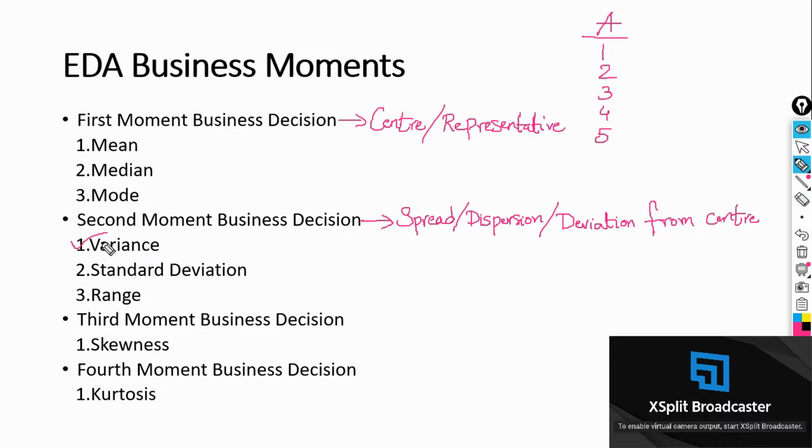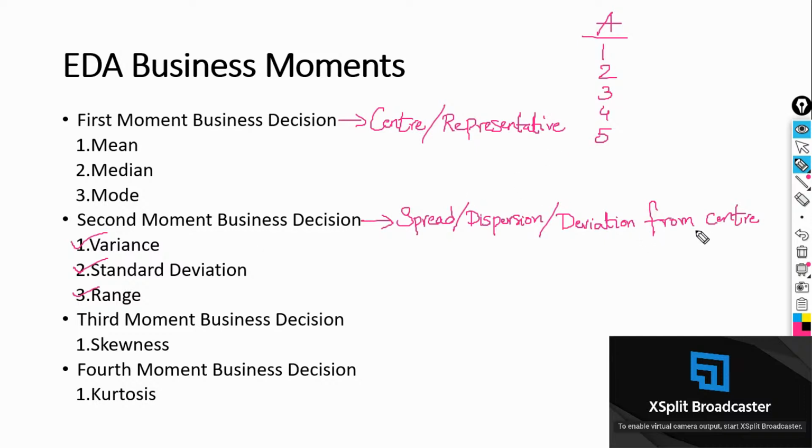Okay, so as part of second moment business decision, we are going to measure variance. What are we going to measure? Variance. Okay, variance has a drawback. Because of the drawback, we go and measure standard deviation. Then we also measure range of the data. So these three we are going to measure as part of second moment business decision. Okay. Now let us understand what is this variance. Variance is nothing but again the spread from the center.